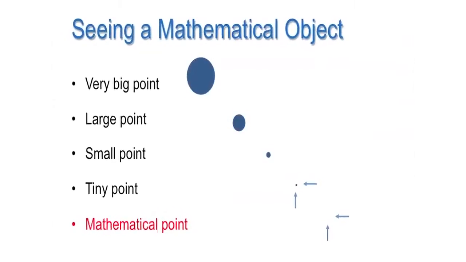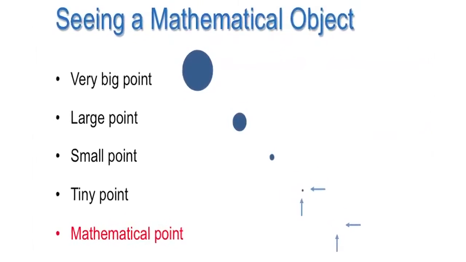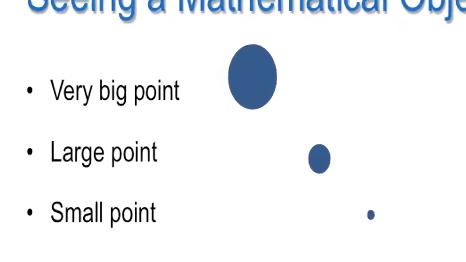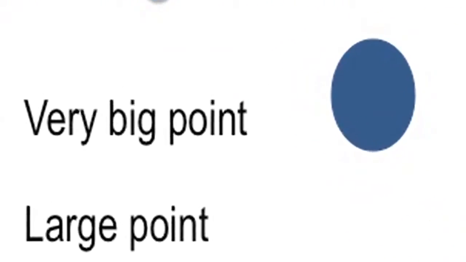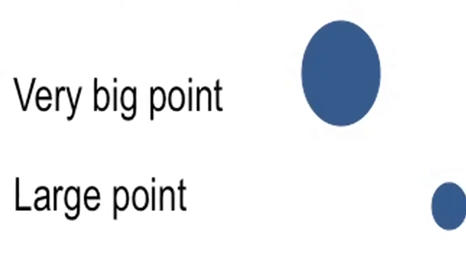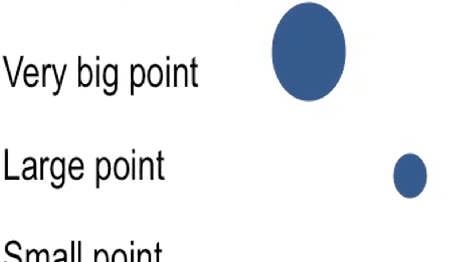And here is how our high school teacher introduced us to seeing mathematical objects. We start with a very big point, and I'm sure everybody can see it. But now there's a somewhat smaller point. Can you still see it? Come on, are you blind? Say yes. Oh, good. Phew.